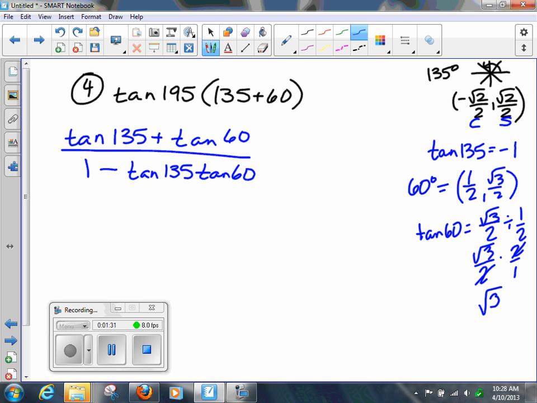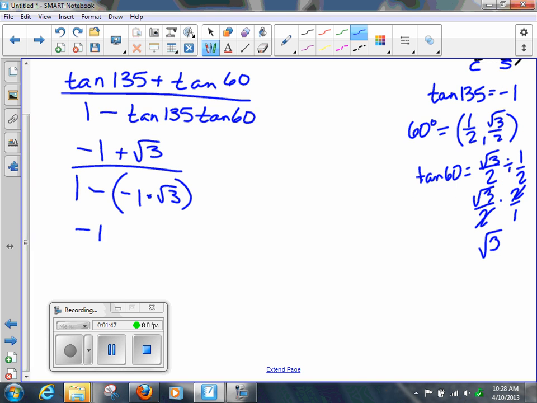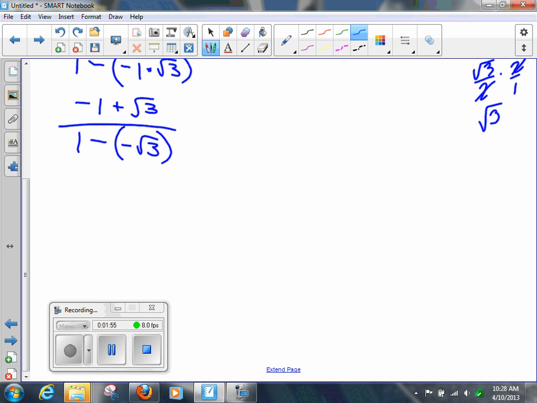Tangent of 135 is -1 plus tangent of 60 is √3, over 1 minus tangent of 135, which is -1, times √3. Right on? -1 plus √3 over 1 minus. What's -1 times √3? -√3. What's minus a negative? Plus a positive.